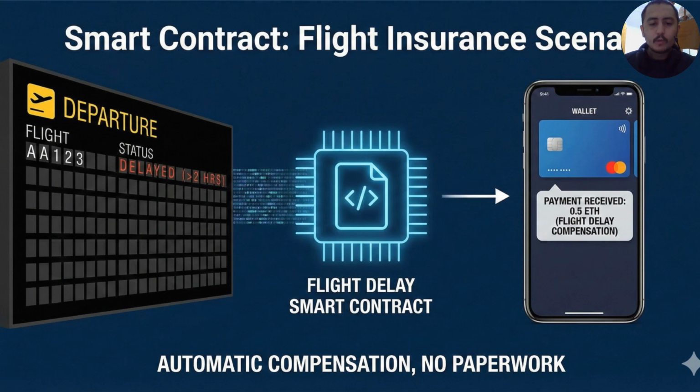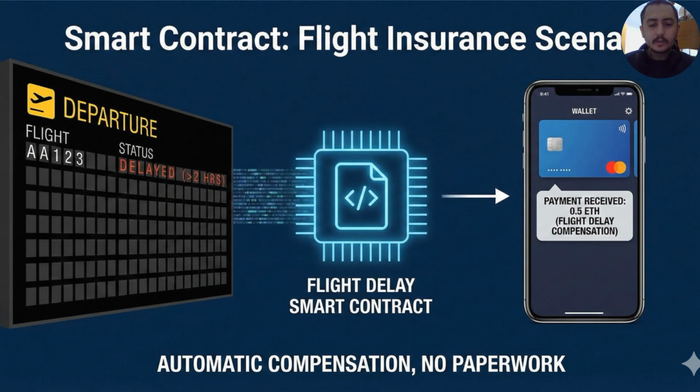To conclude, friends, what we are doing here is shifting trust from institutions to mathematics. Cryptography ensures our data is immutable. Consensus allows us to govern without a central leader. And smart contracts automate our business logic.